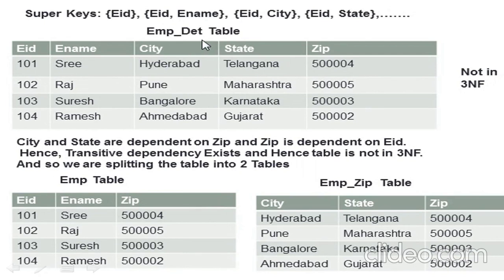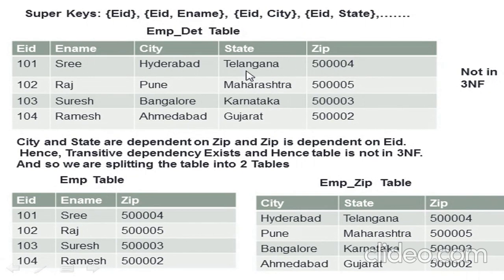There is a table called employee details table, with these columns: employee ID, employee name, city, state, and zip. What are the super keys in this? The primary key is employee ID. What other keys can be generated from this table? Employee ID and name combination, employee ID and city combination, employee ID and state combination. This entire set of keys is called super keys.